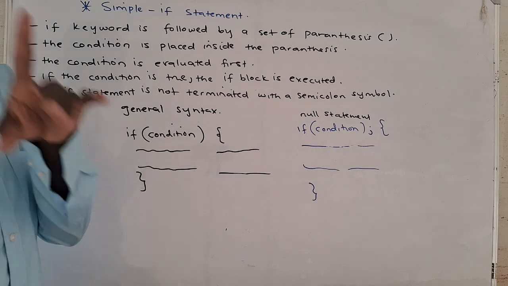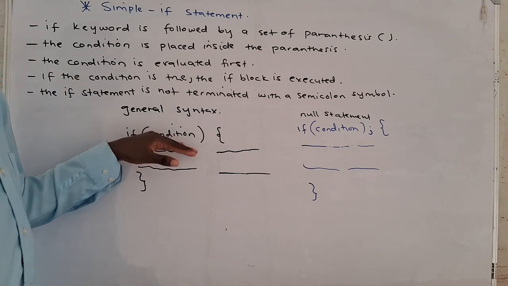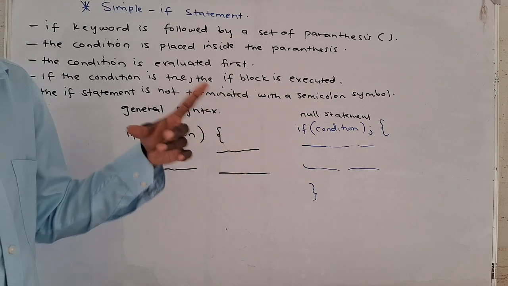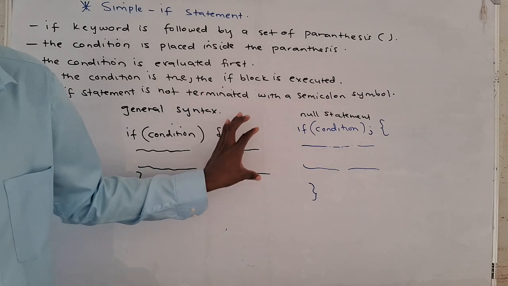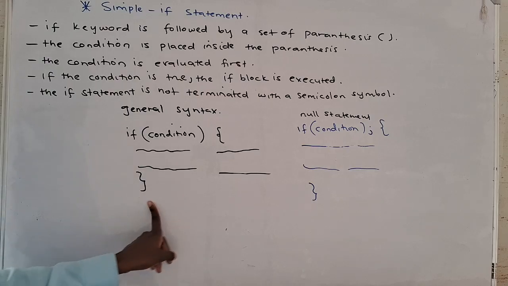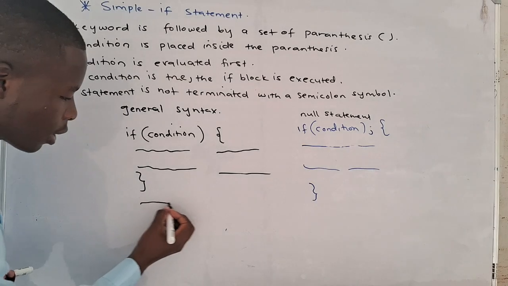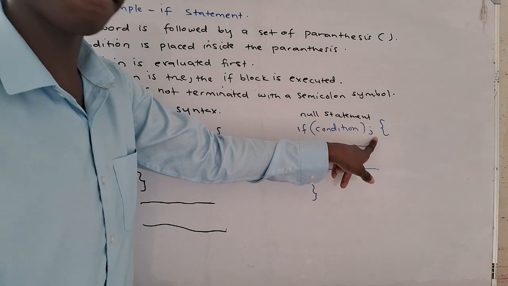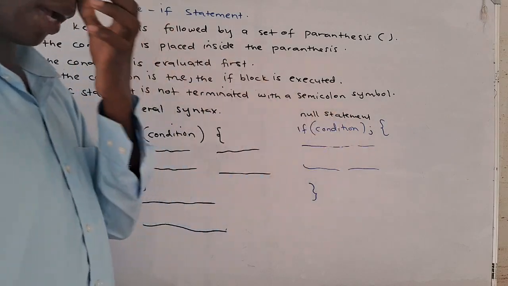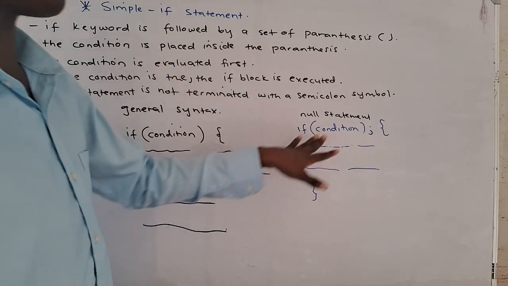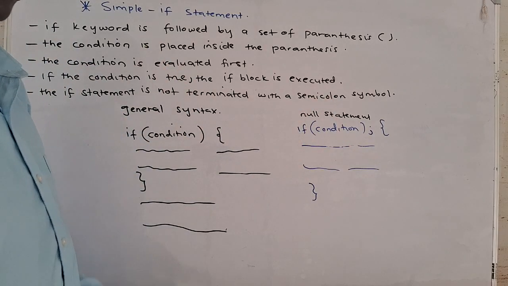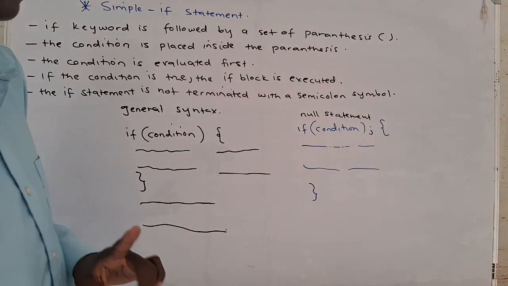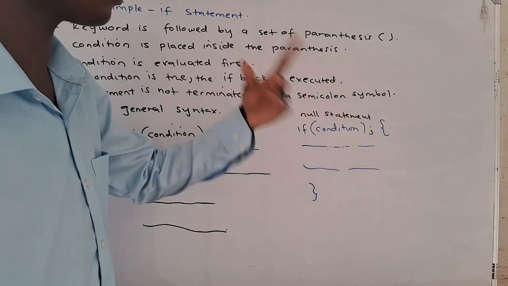If this condition is false, if this is not correct, what will happen? The control is not going to execute the statements in the if block. It is going to skip the if block, and it is going to print the statement outside the if block. What if you place a semicolon after the parenthesis of the if statement? This is not going to give you an error, but this is going to be considered as a null statement.